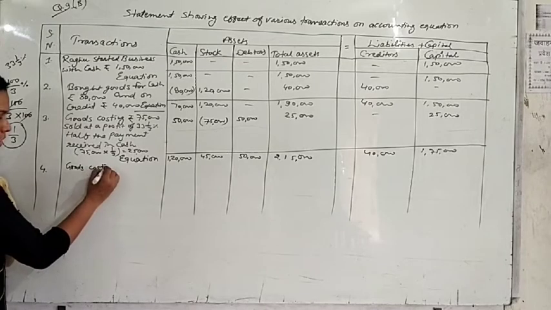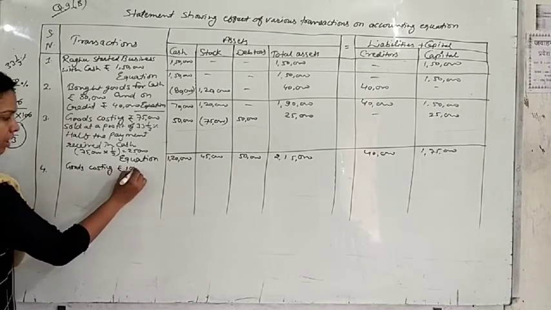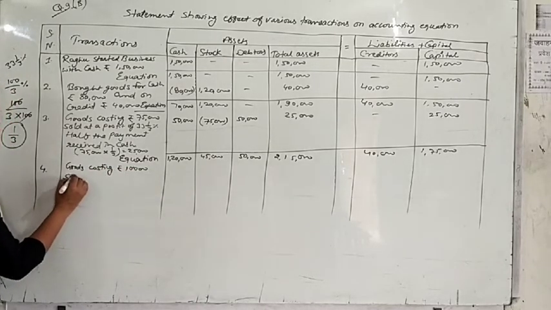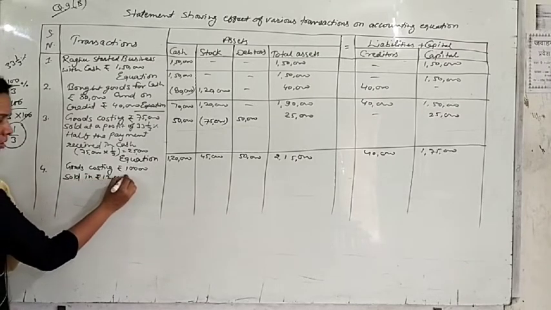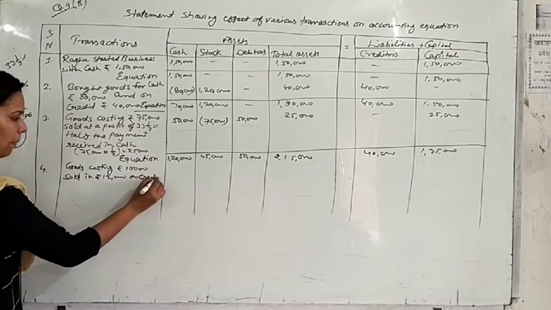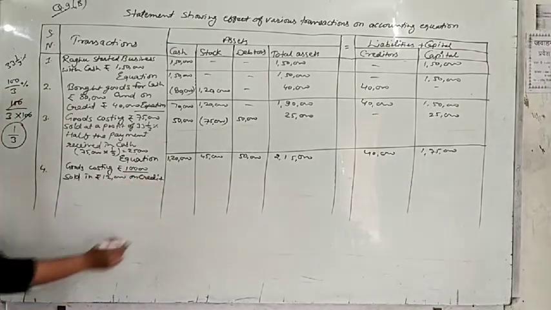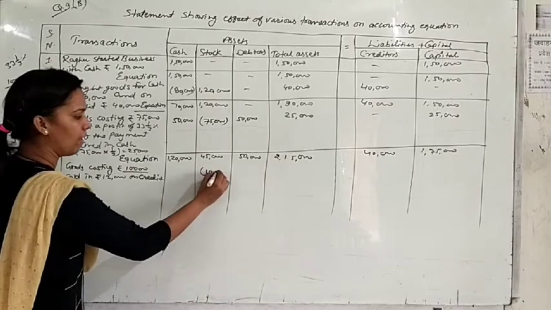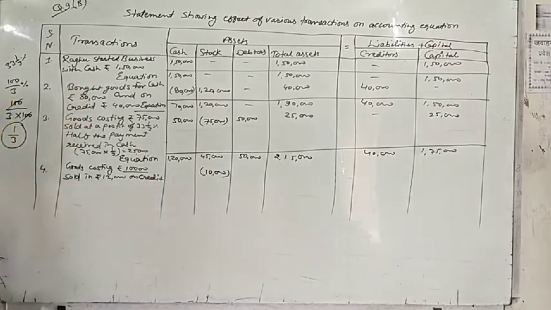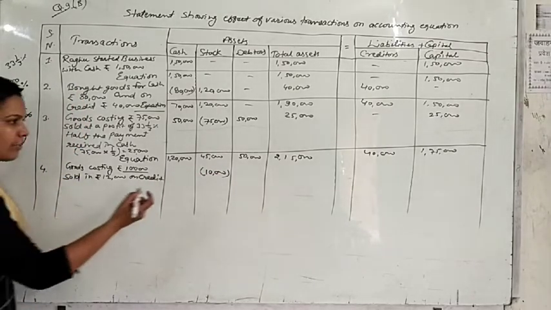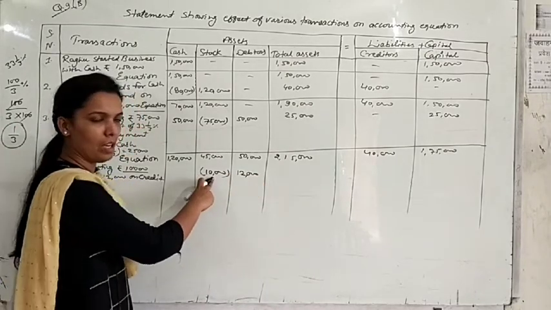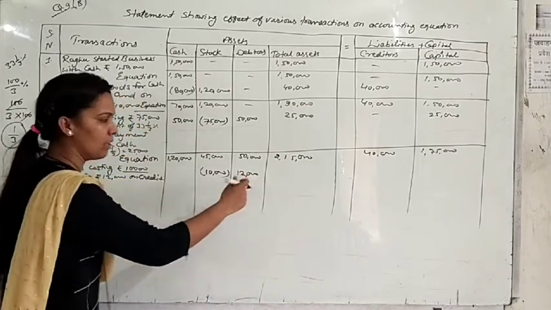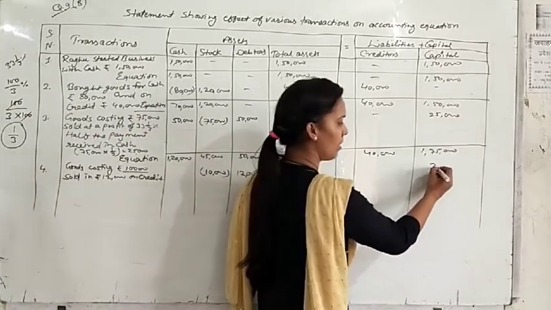Goods costing rupees 10,000 sold in rupees 12,000 on credit. Costing 10,000 means stock will reduce by 10,000. You are selling on credit means your debtors will increase by 12,000. Goods was of 10,000, you are selling it in 12,000 means 2,000 rupees is your profit.